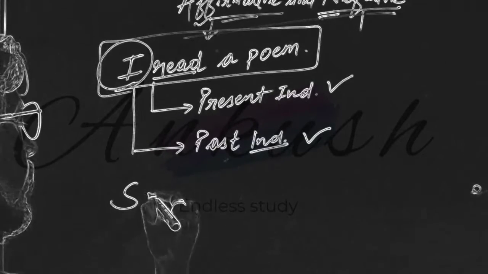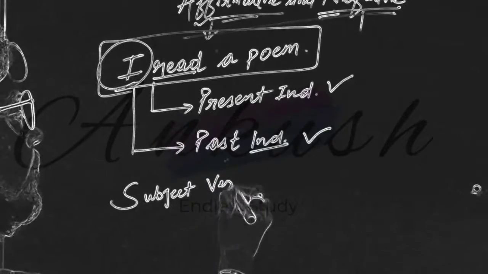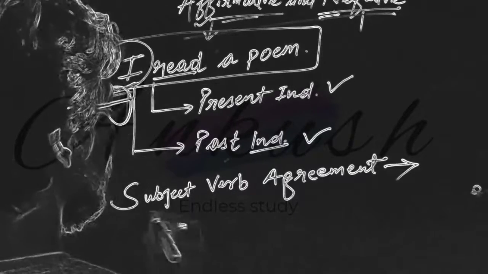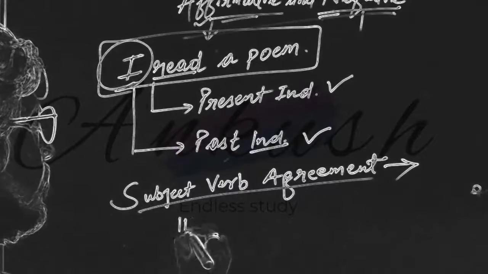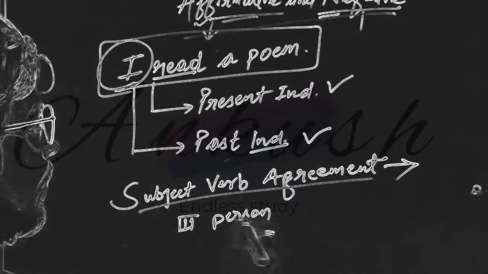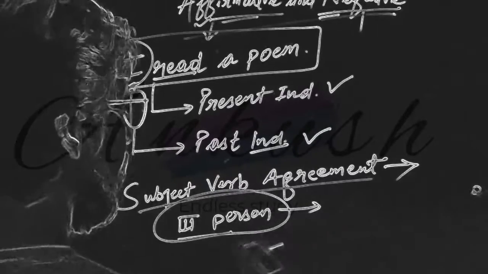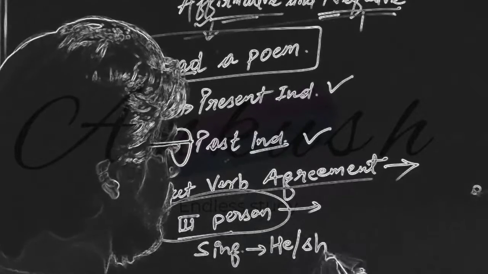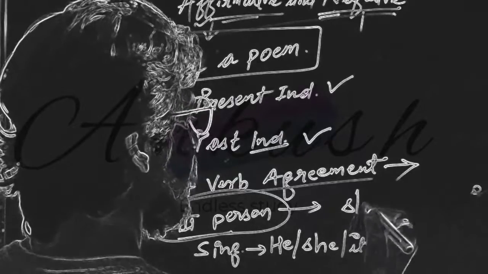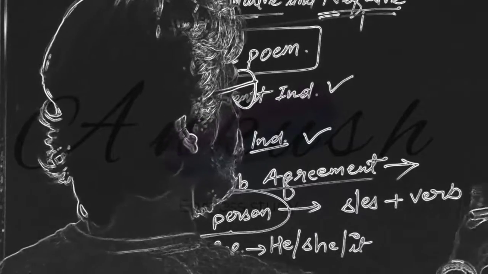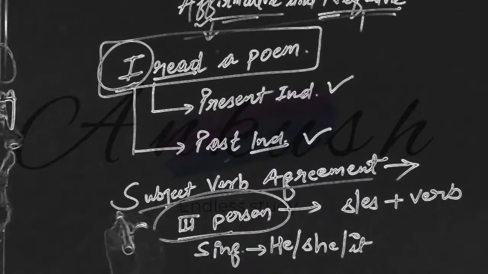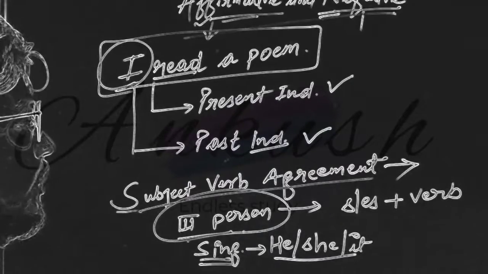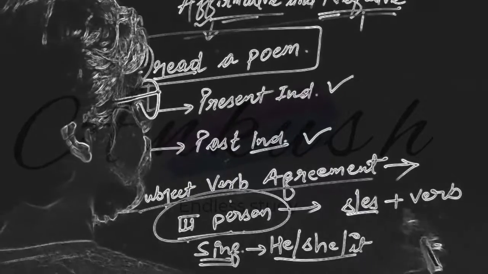And we have studied about subject verb agreement. What does subject verb agreement state? That whenever a third person pronoun comes, and that should be singular, for example he, she, or it, s or es will be used with the verb. Correct? According to subject verb agreement, if any third person singular pronoun comes, for example he, she, or it, or any name, then you will use s or es with the verb.